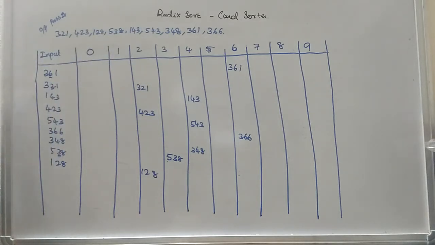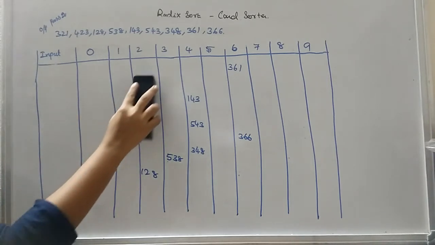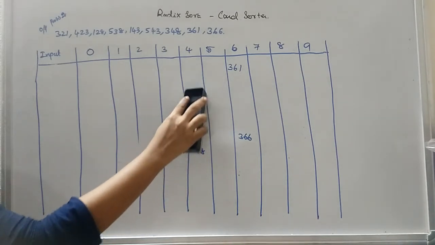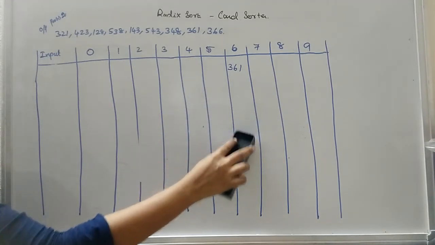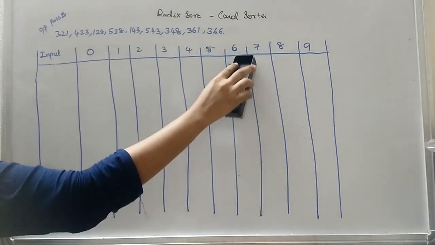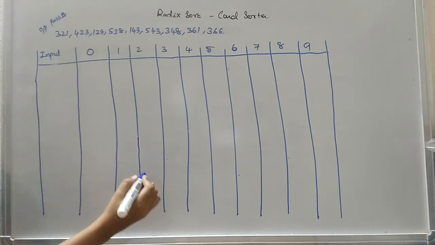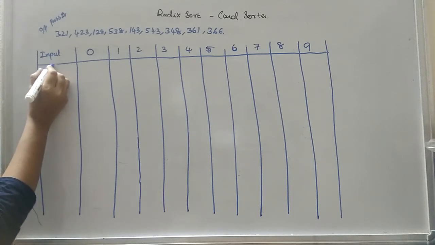Next we should go for the pass 3. During the pass 3 we have to consider the third digit. Okay, so we can erase these things because the input will get changed, no? Erase it. Right. So what I am just going to do here is take the output of the pass 2, which will be considered as an input for my pass 3.